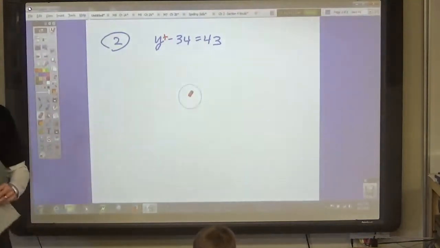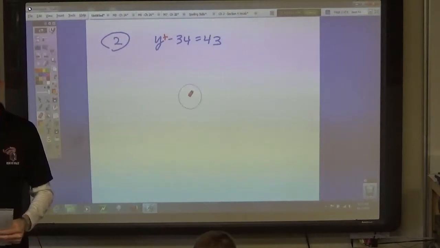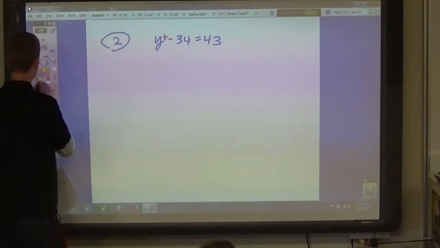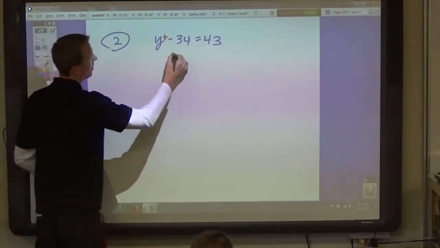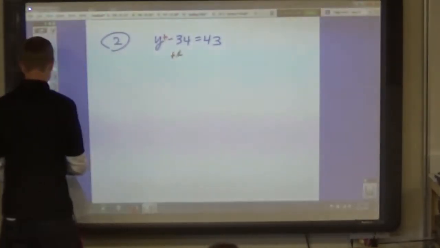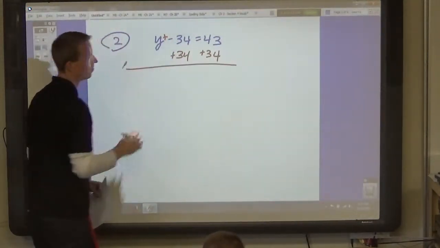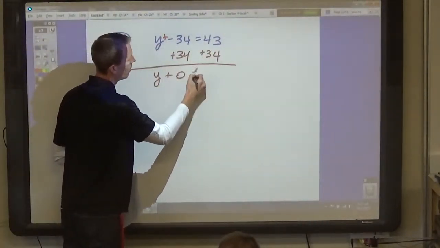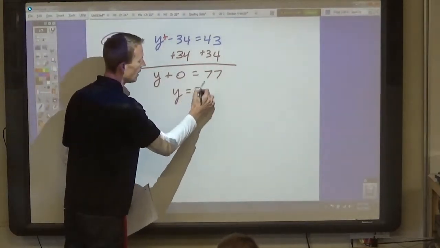I'm showing you all these mistakes because these are very common mistakes that people make. So don't feel bad. I'm trying to help you. Add 34 to both sides. y plus 0 equals 77. So y equals 77.